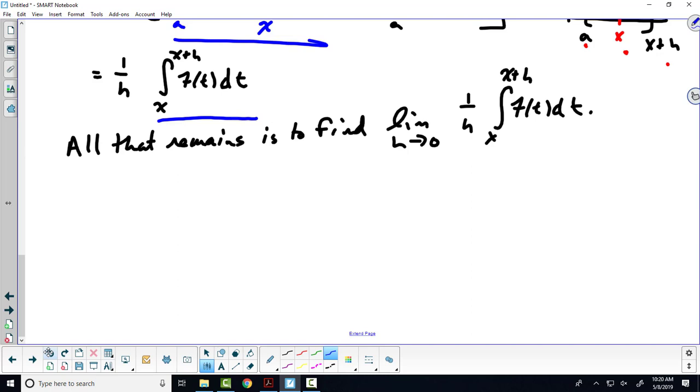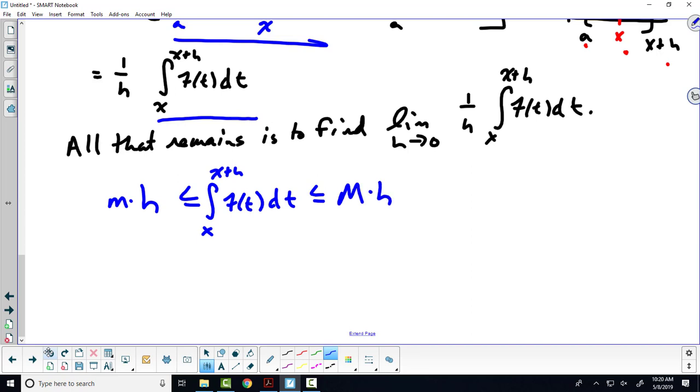We know that this area right here, from x to x plus h, the area under this curve, now notice I don't have the over h yet, is greater than the minimum times h, which is less than or equal to the maximum times h. Why did I put h as the width of that? Because what's the width of this interval?